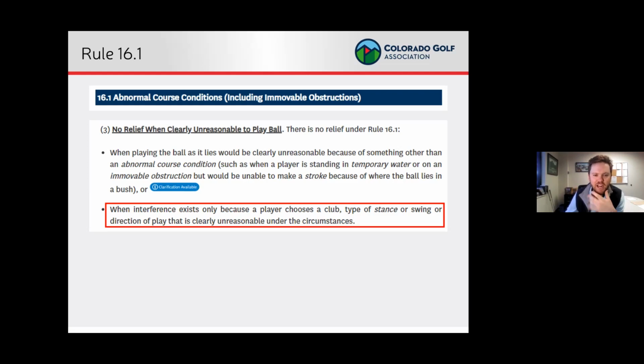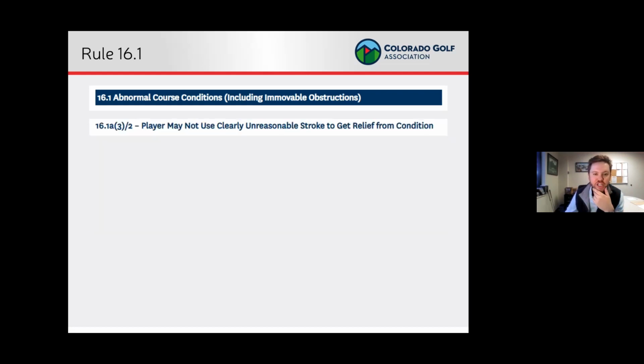And highlighting this is when interference exists only because a player chooses a club, type of stance, swing, or direction of play that is clearly unreasonable under the circumstances. There's an interpretation that's pretty specific on this that's really good in covering this and details a lot more what this means.